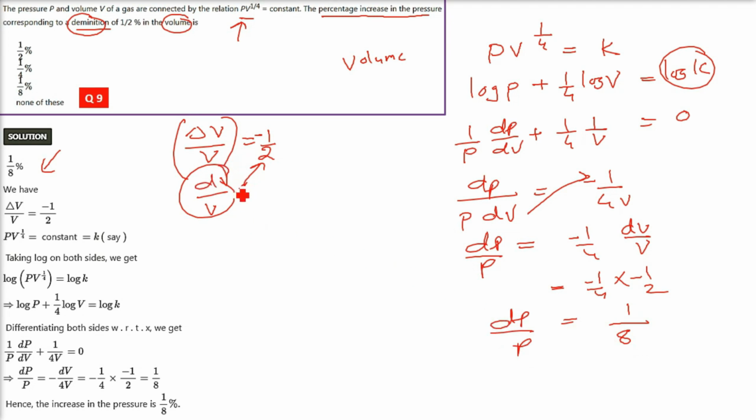So this percentage, if you want to find out, this is into 100 only, because both ways delta v by v is equal to negative half, I just gave it as negative half. Otherwise I would have shown you delta v by v into 100 is negative half. So eventually this multiplied by 100 will get cancelled, and that is going to be 1 by 8%. So it's one and the same thing which we discussed earlier. You can do it like that, or this one also is true, 1 by 8%.